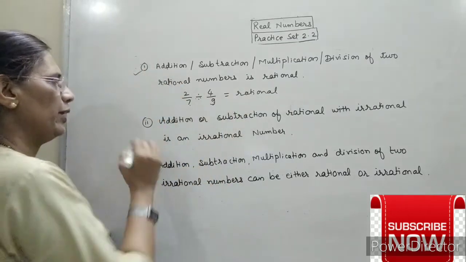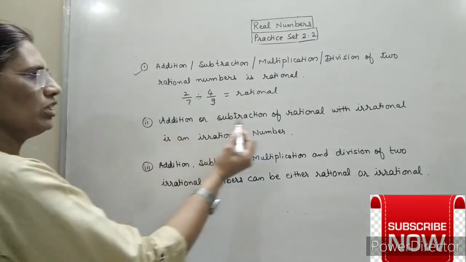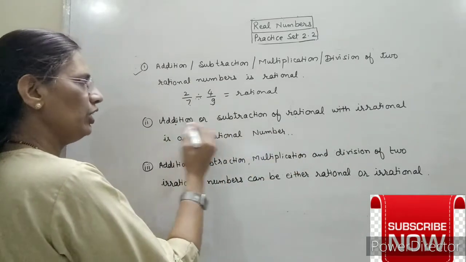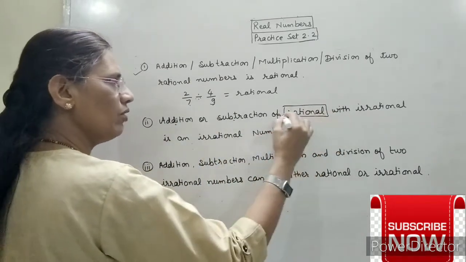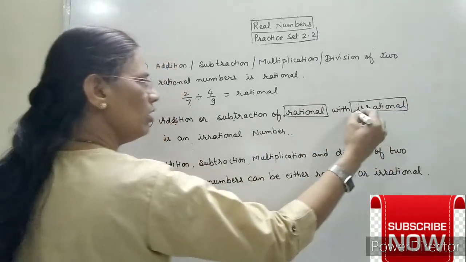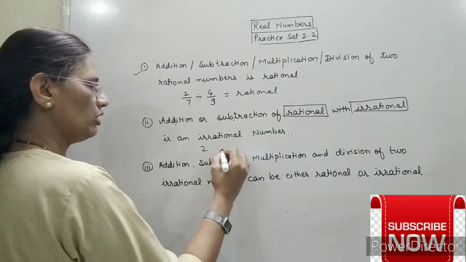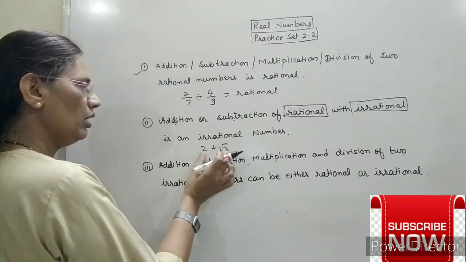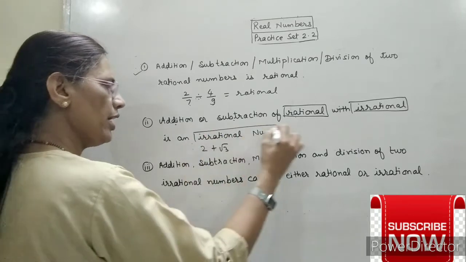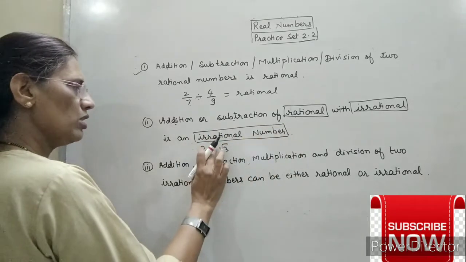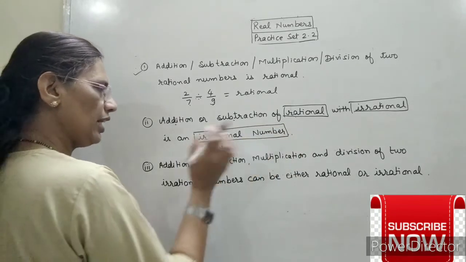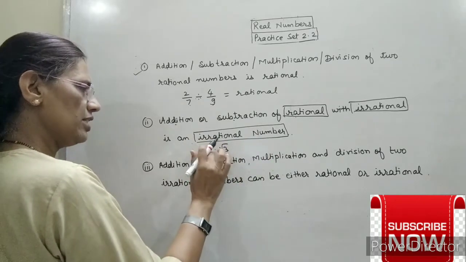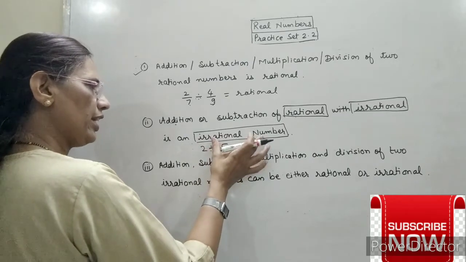This is the first property. Then the second property: addition or subtraction of a rational with an irrational is an irrational number. Here 2 is rational and square root 3 is irrational. If we take the addition of these two, then this addition will be irrational. Then subtraction will be irrational, as well as multiplication and division.